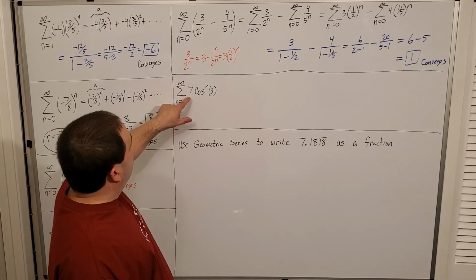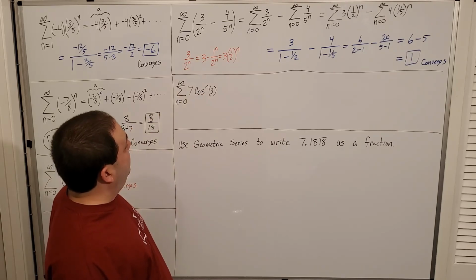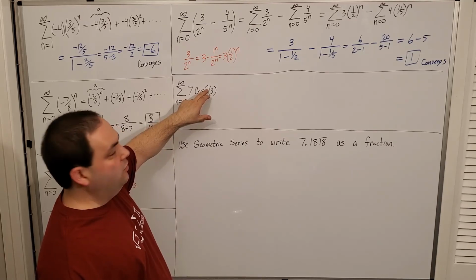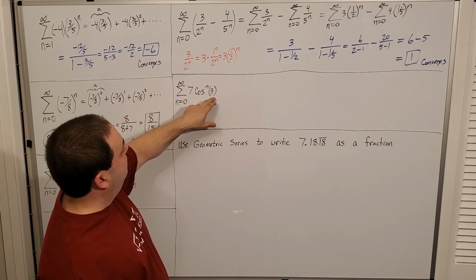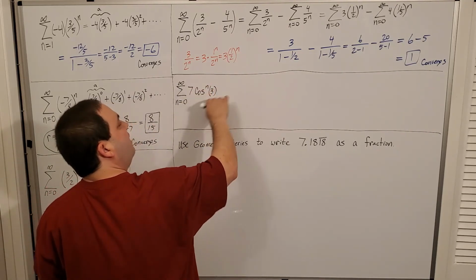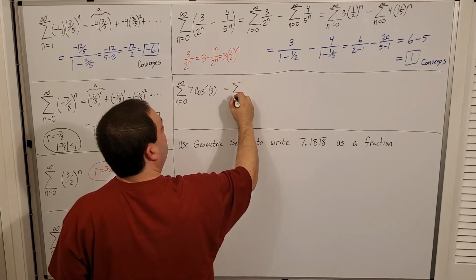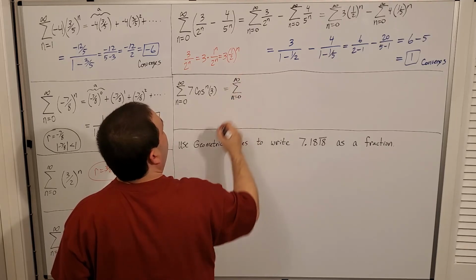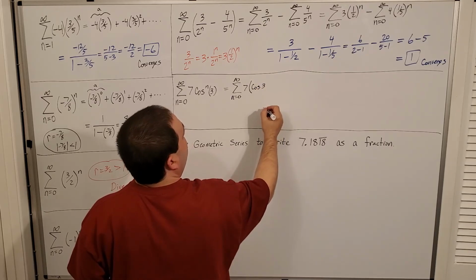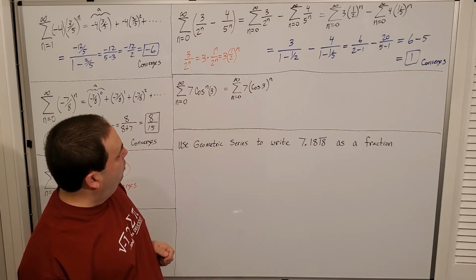Next, the sum of 7 times cosine to the n of 3. Now don't forget, in trigonometry we use this little shorthand where an exponent goes in between a trig function and its argument. But what that really means is that I have this value to the n. So let's rewrite this to reflect that. I have the sum where n equals 0 to infinity of 7 times the cosine of 3 raised to the n. That's what that shorthand stands for.